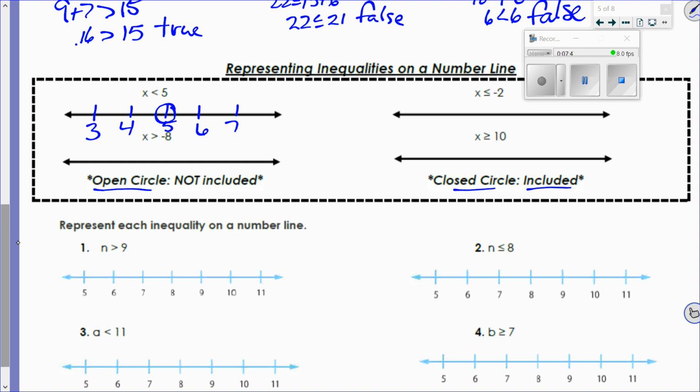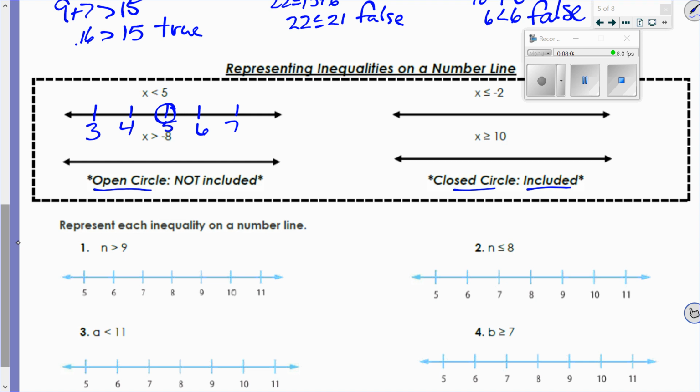Yes. Open circle means it goes all the way to 5 but doesn't include 5. Okay? Now, here's your next step. You can pick a number on either side. I really don't care. If you want to go the same way every time, you can. If you want to just use your logic to double check it, you're free to do that.